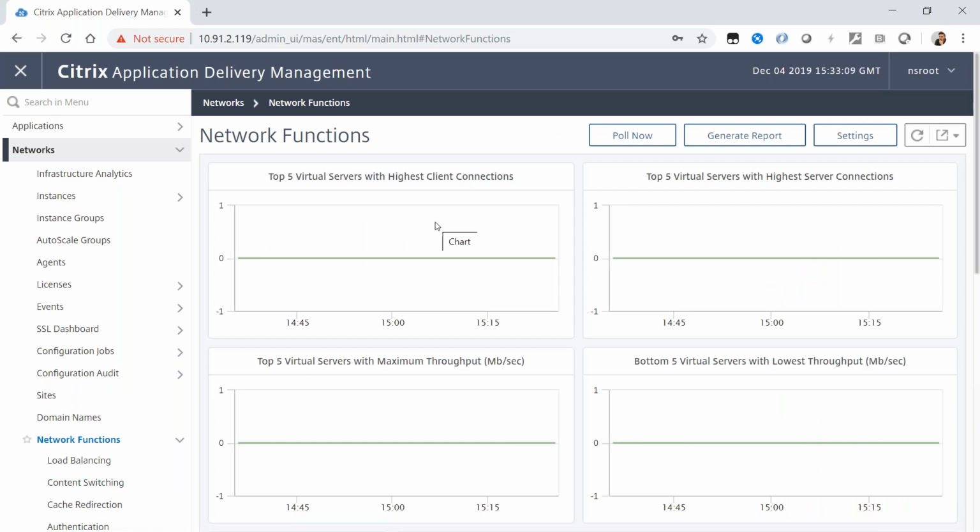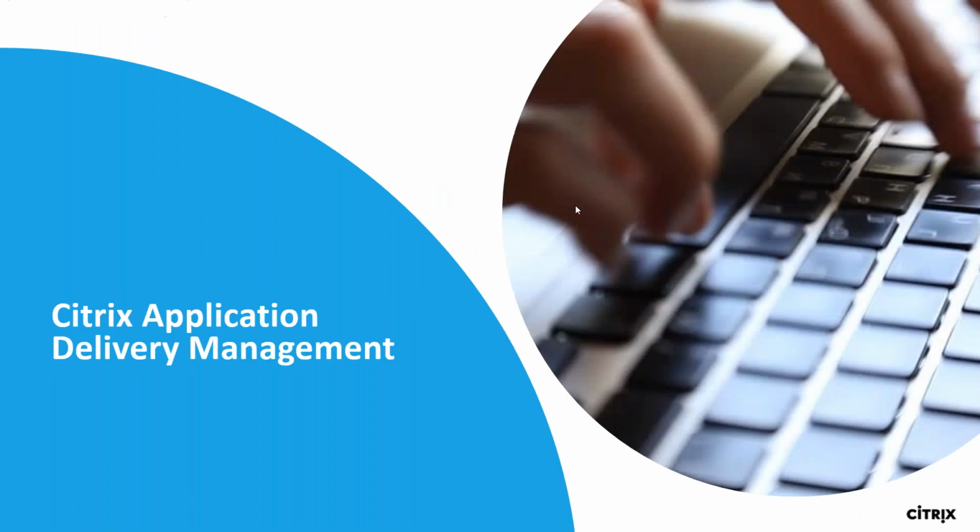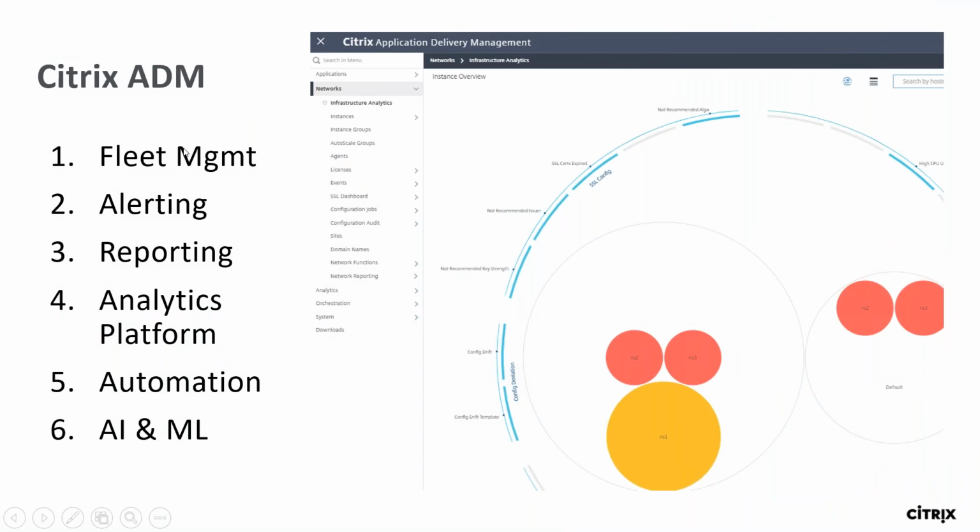That's fantastic. It's available to you as a service from Citrix Cloud, or you can have it as an on-prem VM. All right, so Citrix ADM. I've been rabbiting on for a good bit. ADM: fleet management, alerting, reporting, analytics. I can't believe I forgot analytics. Okay, Lena will kill me if I don't talk about this.